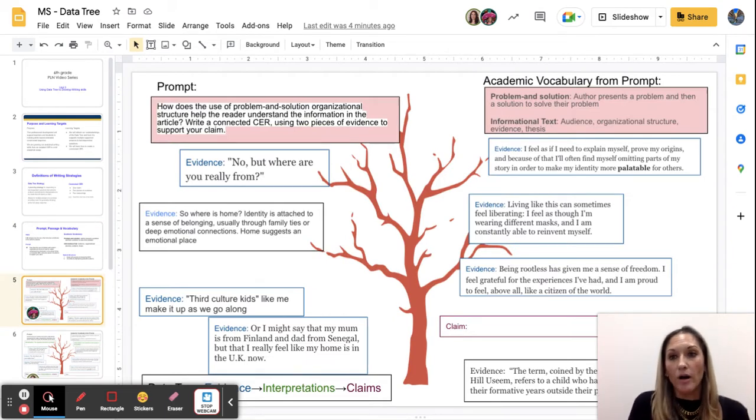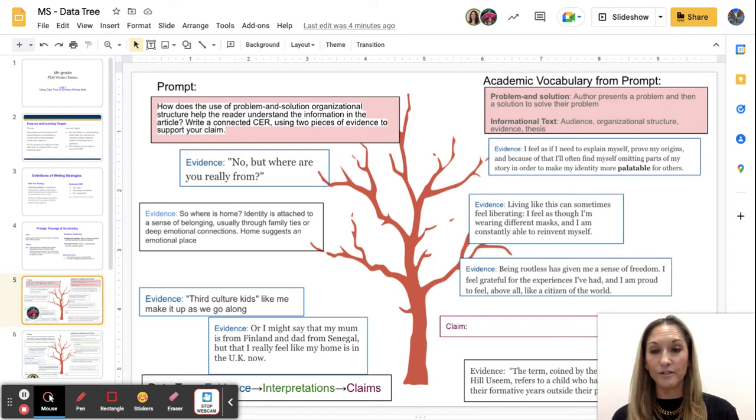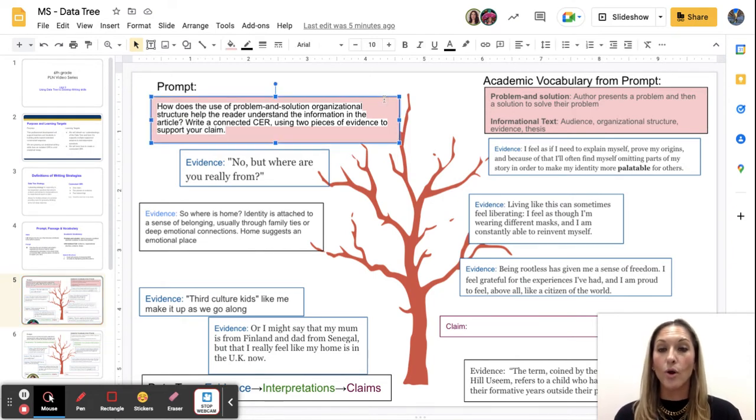The first step on the data tree is to clearly just pull evidence from a specific text. Remember, we asked the students to go find the prompt first, and we annotated that prompt here. Again, it's how does the use of problem and solution organizational structure help the reader understand the information in the article? Write a connected CER using two pieces of evidence to support your claim.